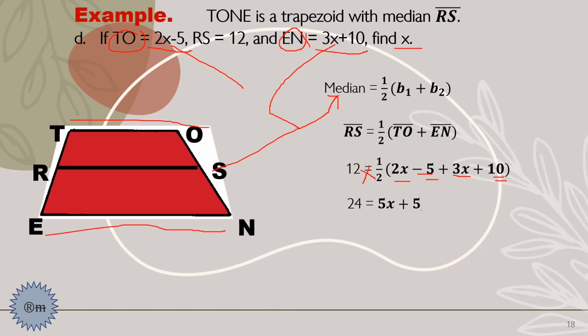Then after that, we will transpose positive 5 to the left side of the equation. So it becomes negative 5. Then we have 24 minus 5 equals 5x. And then 24 minus 5 is 19. Then after this, we have the numerical coefficient 5. So all you have to do is to divide both sides of the equation by 5. And then of course 19 divided by 5, and then we have 5x divided by 5. So the final answer is 3.8 units. So we have x equals 3.8 units.